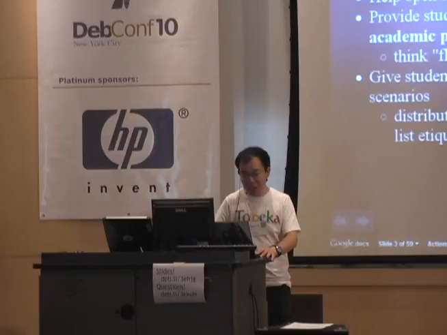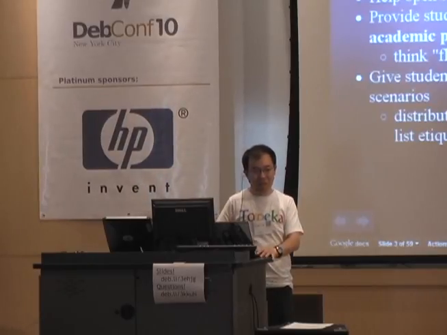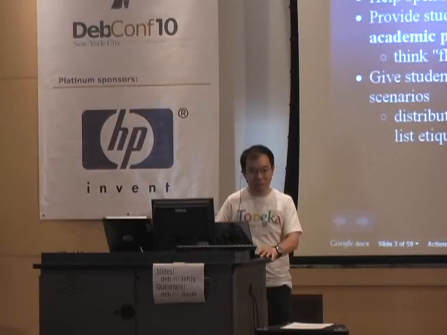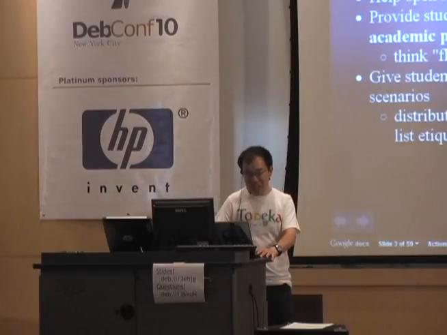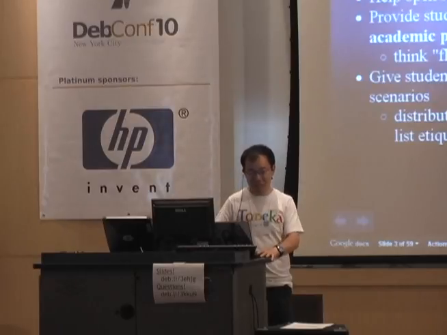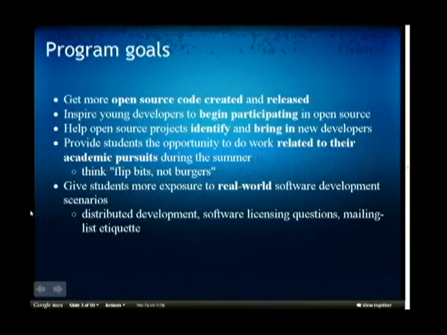It's also a way for the students to do something during the summer that's remotely related to what they've been studying, like not working at McDonald's. And it's also a way outside of school to work on real software projects on a large scale with real people working on large distributed teams, which is not something that they often get to do at school. And in some ways, developing in the free software movement is quite special, with all the mailing list etiquette that is even more important, the software licensing questions that we actually do care about, and the fact that most developers just haven't seen each other since the last DebConf.